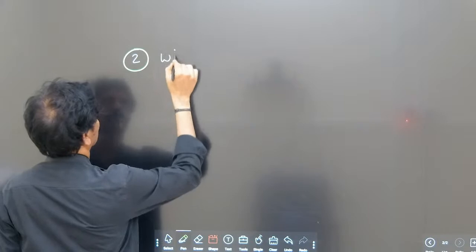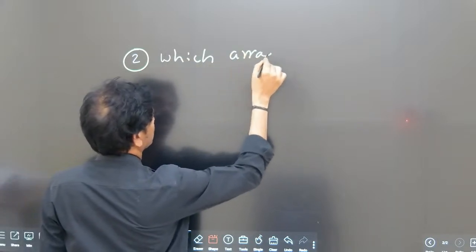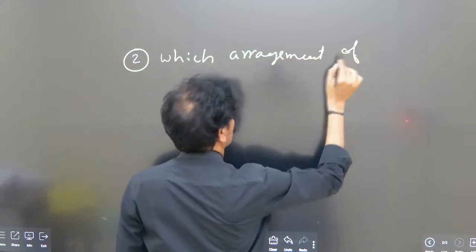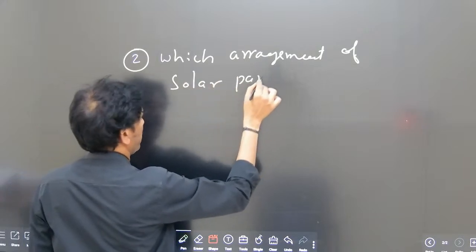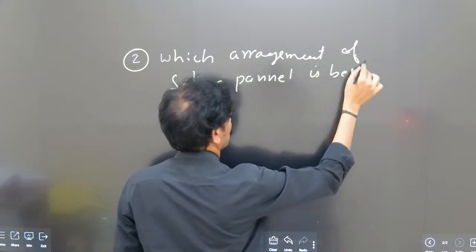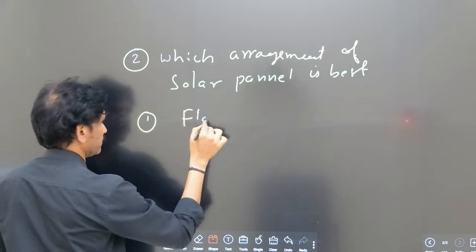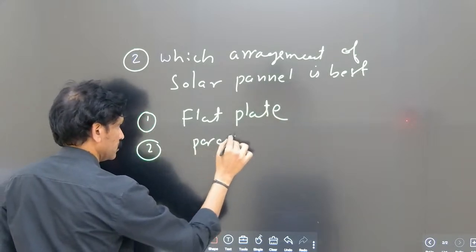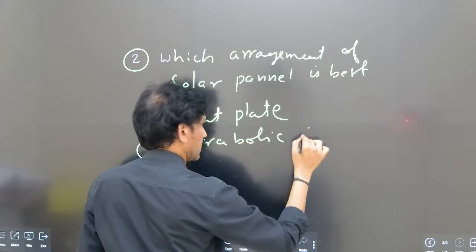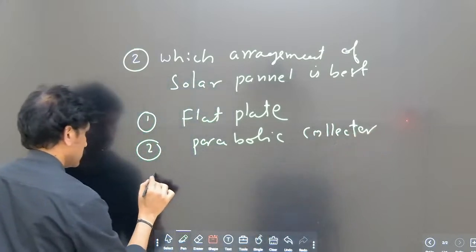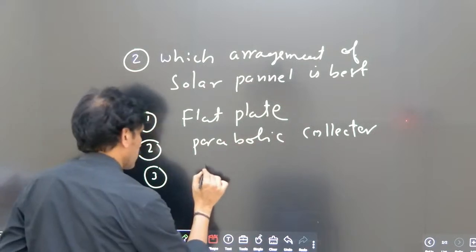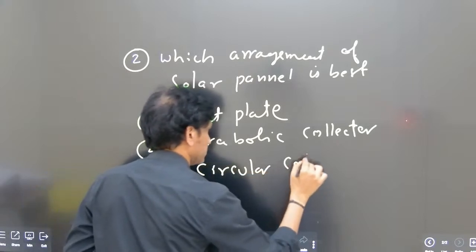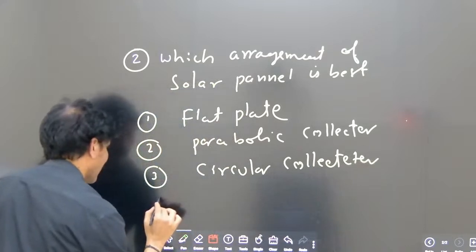Question number 2. Which arrangement of the panel is receiving maximum solar energy? Which arrangement of solar panel is best? 1. Flat plate collector. 2. Parabolic collector. 3. Circular collector. 4. Solar track collector.